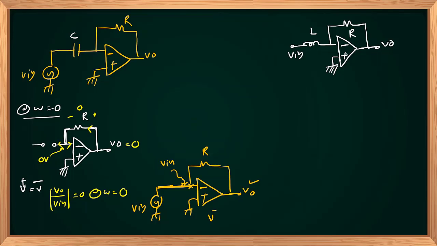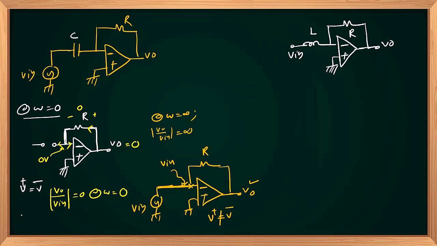So V plus is not equal to V minus. No feedback, or it is an open loop configuration. So voltage gain is infinity. So at omega infinity, the magnitude of voltage gain is infinity.